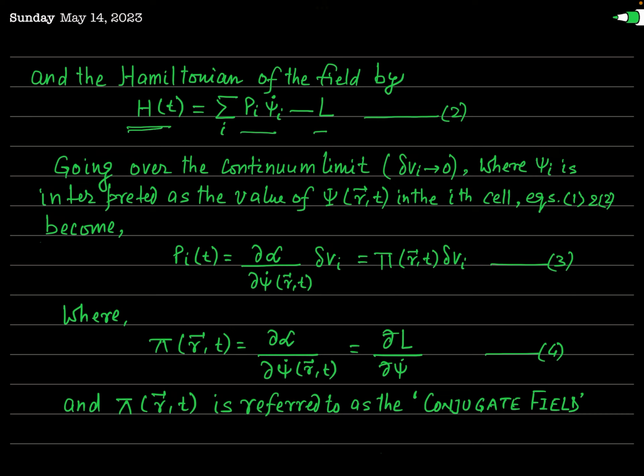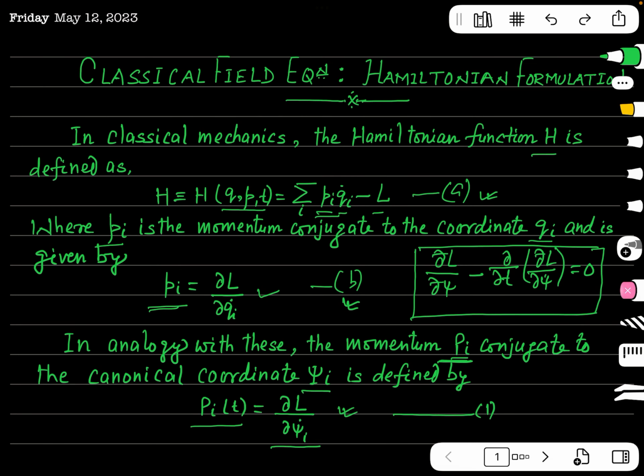But in actual practice, as the phase space will contain a continuous distribution of phase cells, in the continuum limit we consider that the volume of any phase cell, let us say the ith cell, tends to 0. And in that condition, this psi i, which is the ith coordinate, will just be interpreted as the value of the coordinate psi of r,t in the ith cell. Okay? In the ith cell. And in this condition, if you define this Pi of t, you can see it here.